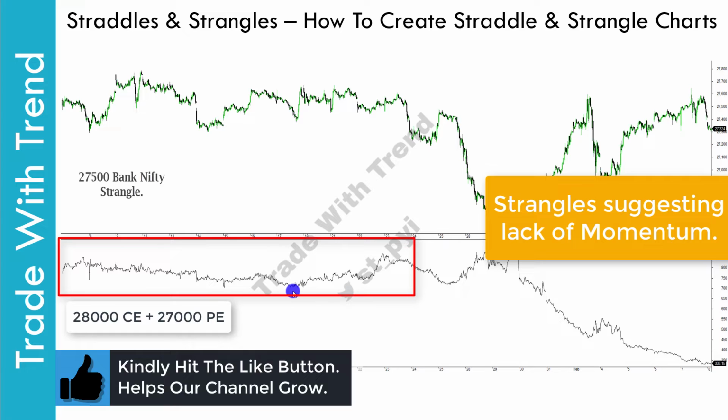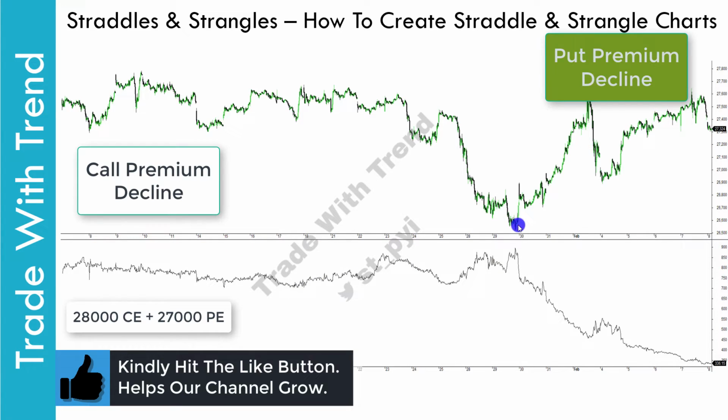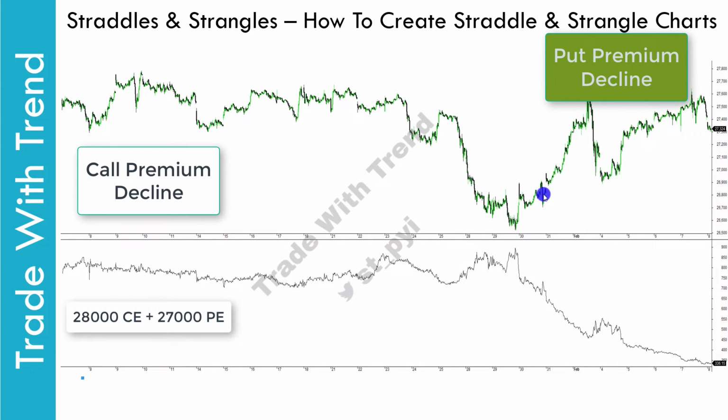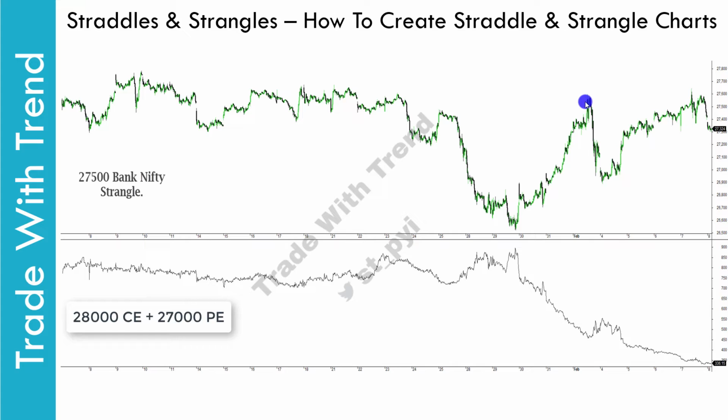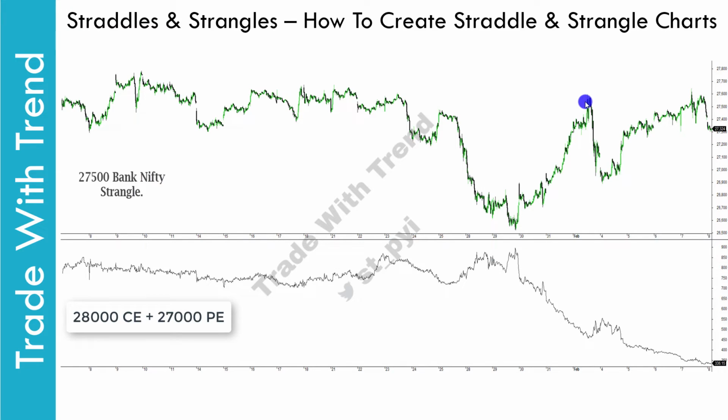In this case, the call saw maximum premium erosion. Now, as Bank Nifty rebounded from 26,500 and moved back to 27,500, it was puts that saw a fall in premium. So while Bank Nifty broadly remained at 27,500 over 20 to 25 days, both calls and puts saw a fall in their respective premium levels. If Bank Nifty had been strong on momentum, strangles would have gained in value and this would have reflected the same.